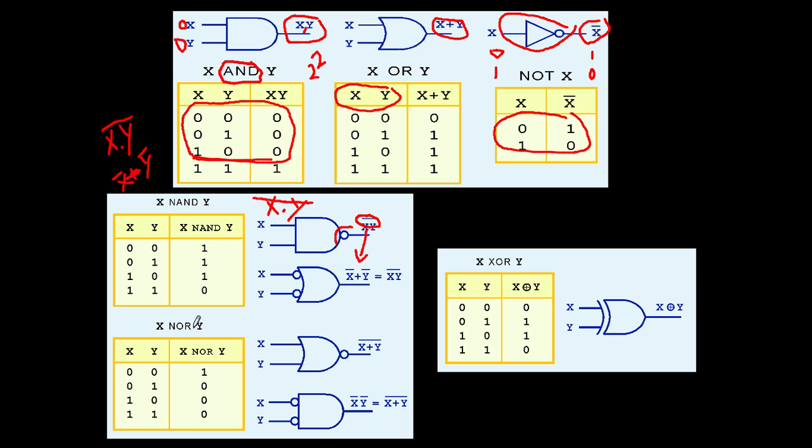So now we have the NOR. The NOR is what? An OR with a NOT. An OR is an OR, or all of it complemented. This is the Boolean expression. This is the logic diagram, and this is the truth table. And if you see, it's going to be what? The inverse of this. 1 0 0 1.